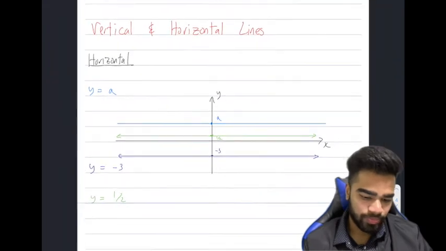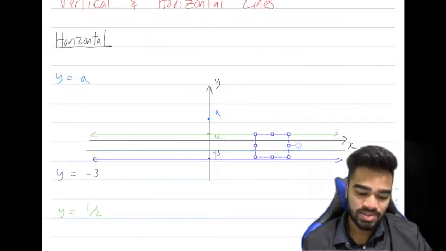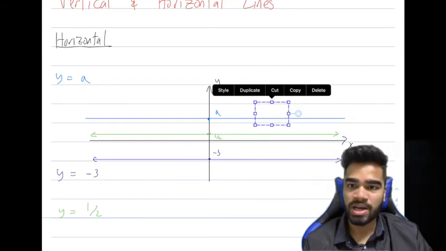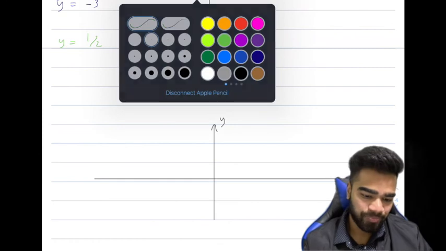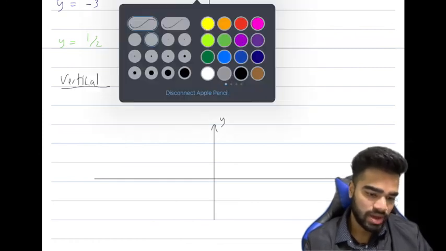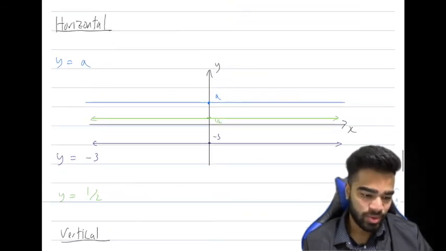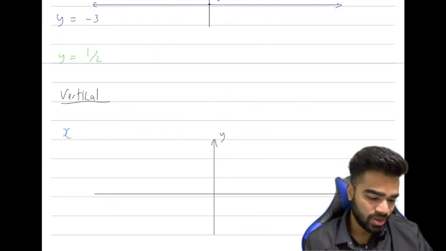So you can see any horizontal line has the equation y is equal to whatever the number is. And vertical lines are very, very similar. So what about vertical lines? Up here we had y is equal to something. Can you guess what the vertical line equation is? Well, it's simple. It's x is equal to b, let's say.